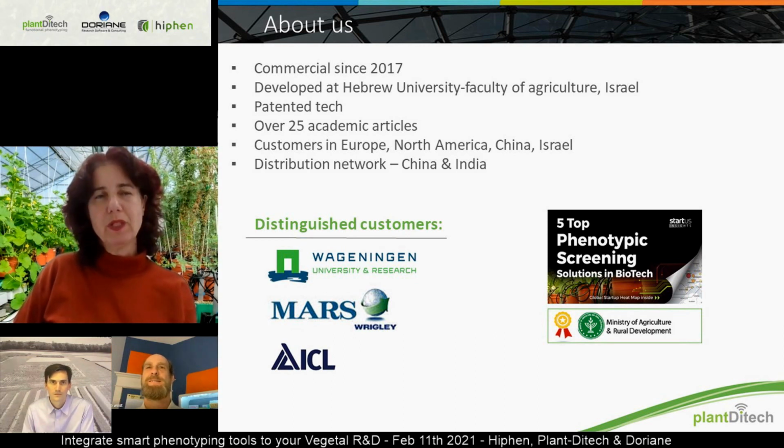Some of our distinguished customers in the university space include the number one university, Wageningen University. In food and breeding, one of the leading companies is Mars Wrigley, for cocoa breeding. And for chemical and biostimulant screening, ICL is one of the global leaders, and we are proud of them being our customers. And there are, of course, many more customers.